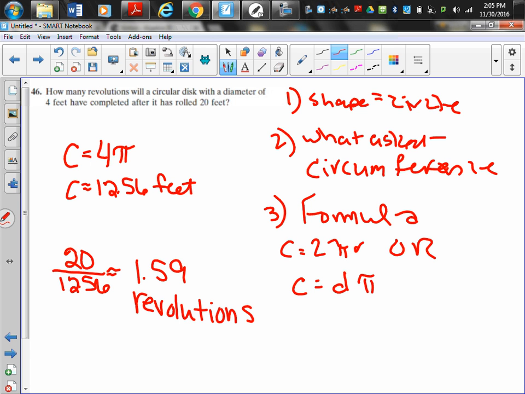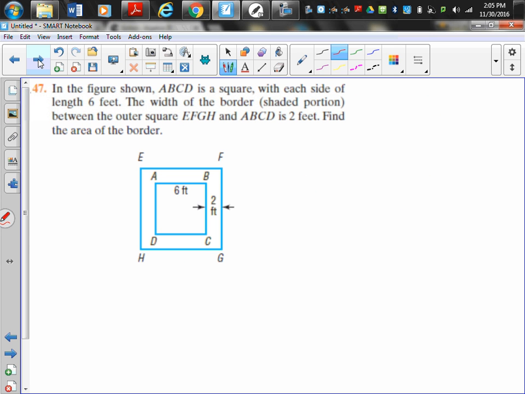All right. Let's look at the next problem. This one's 47. In the figure shown below, ABCD is a square. Each side has a length of 6 feet. The width of the border, which is your shaded portion, is 2 feet. Find the area of the border.